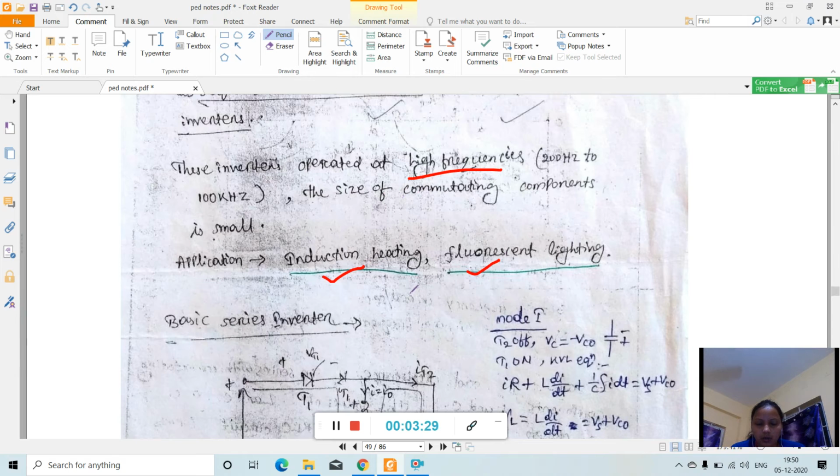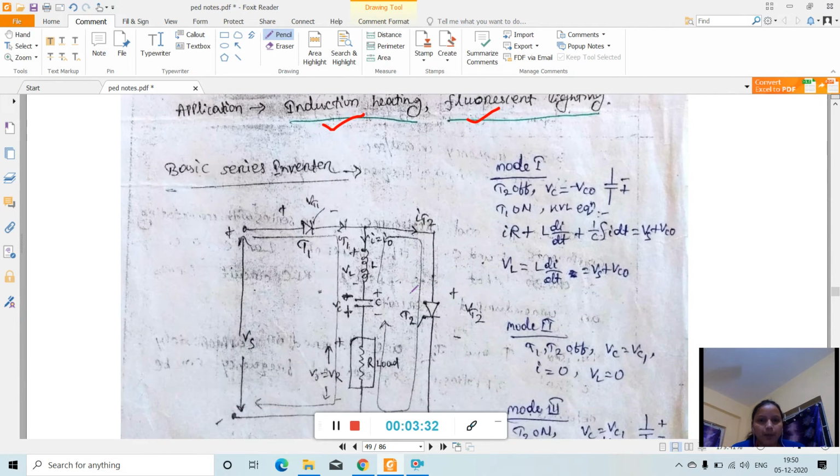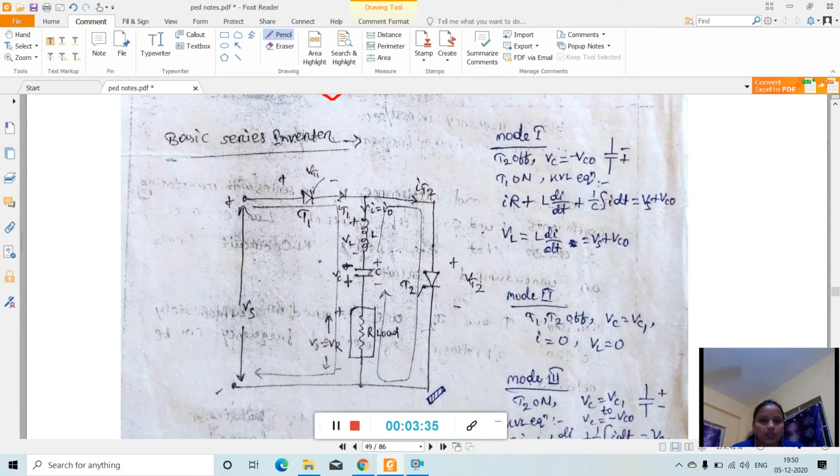So let's go to the series inverter circuit diagram part and its operation part. This is the basic series inverter circuit diagram. Here the DC supply Vs is connected across the thyristors. Two thyristors are used, one thyristor T1, another thyristor T2, and here the load is R load. With this R load, the commutating components L and C are connected in series permanently. So this is the series circuit diagram.